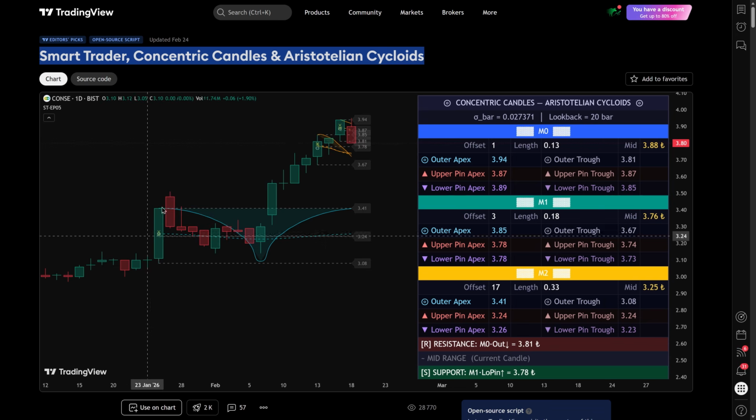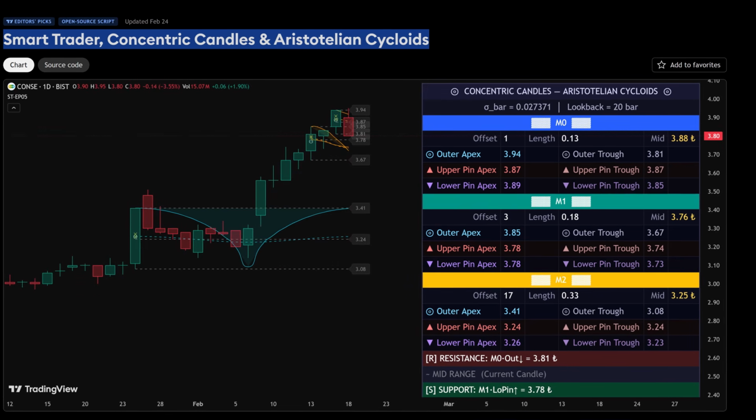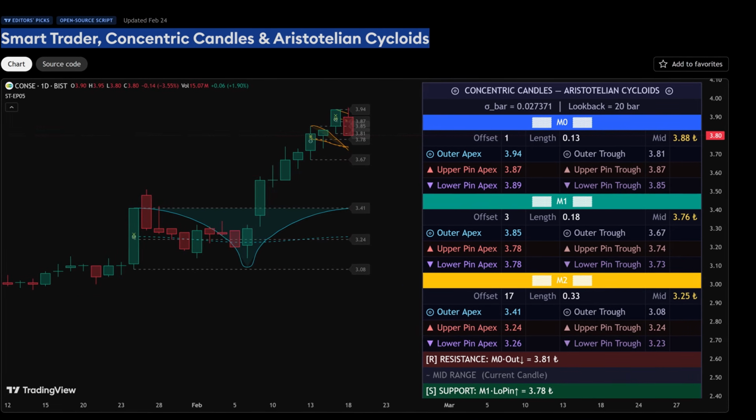Instead of simply marking signals, it analyzes strong candles and converts them into geometric structures that extend forward on the chart. These structures create curved support and resistance zones that help reveal where price is most likely to react next. Rather than chasing entries after the move begins, the indicator helps you understand the structure that forms before the reaction happens. Let me show you how it works on the chart.